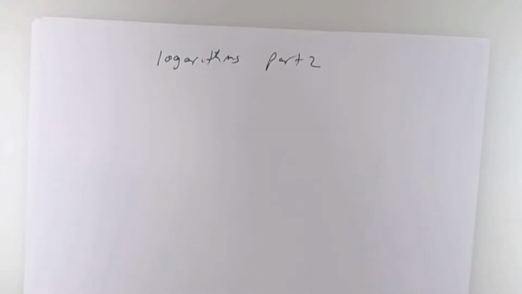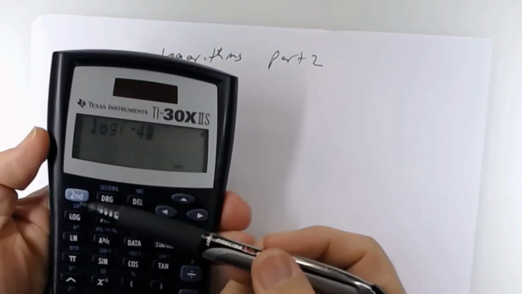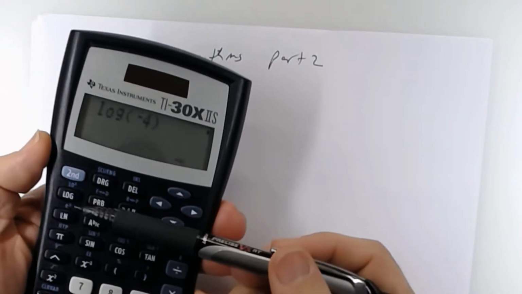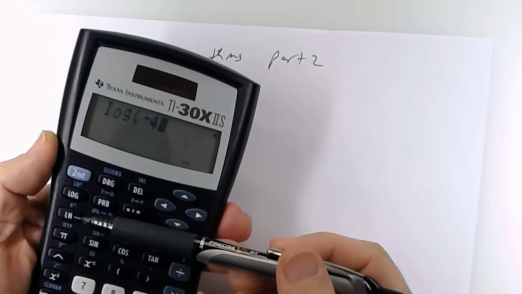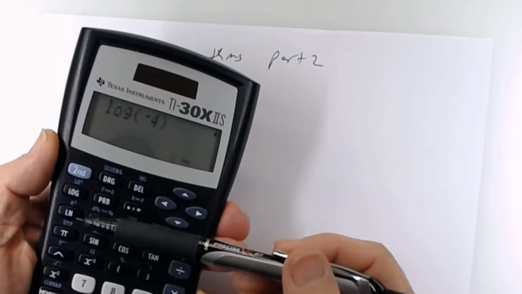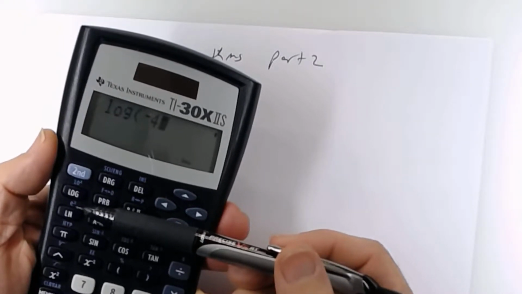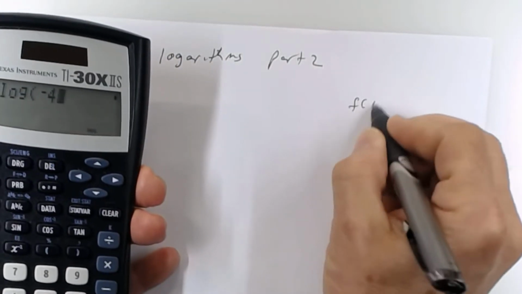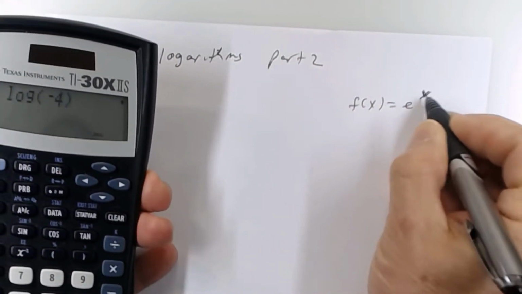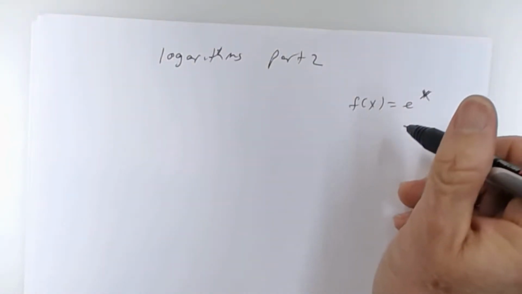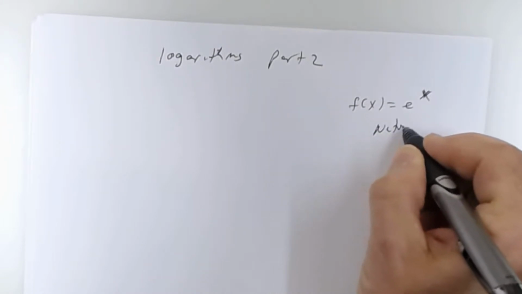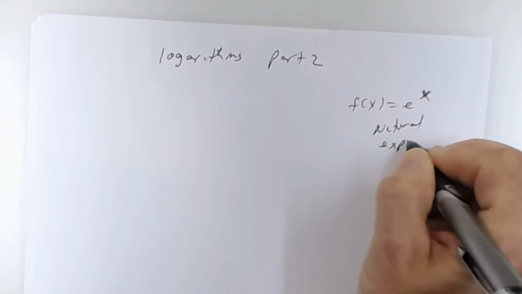Okay, logarithms, part 2. On your calculator, you see a LOG button, right? And right below that, you also see an LN button, correct? All right. And right above that LN button, you see e to the x. And remember, f of x equals e to the x. That function right here, that exponential function, is called the natural exponential function.